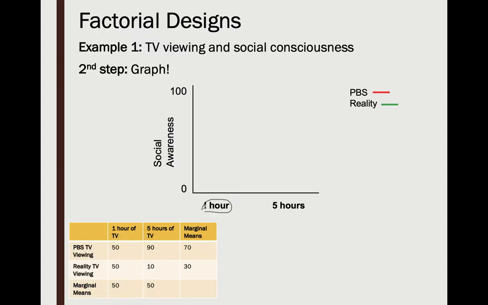This is the x-axis, so we have 1 hour by 5 hours. On the y-axis, we have social awareness, which is 0 to 10, or 0 to 100, I'm sorry.